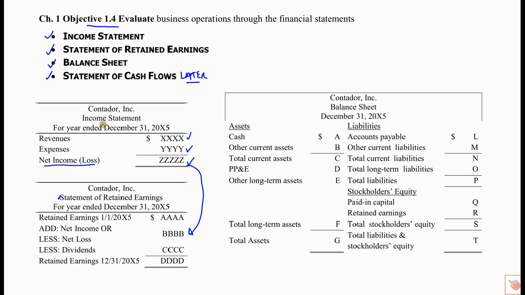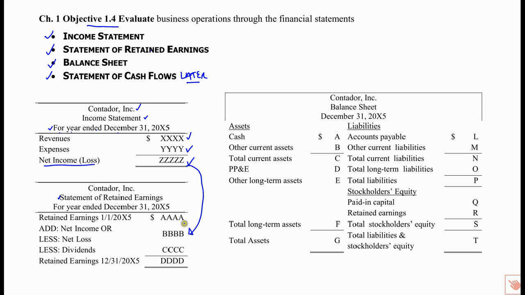Let me step back just a second. I do want to point out that these titles do have a certain format: the name of the company, the name of the financial statement. If it's a financial statement that measures flow over a certain period of time, then you will have a line that starts for year or for quarter ended, and then the date. Both the income statement and statement of retained earnings are measuring something that happened over a certain amount of time, so they will both have that "for year ended."